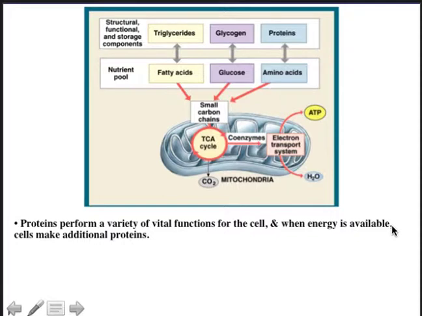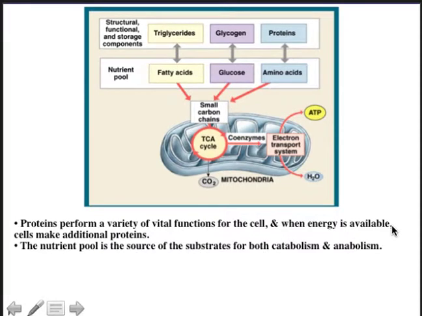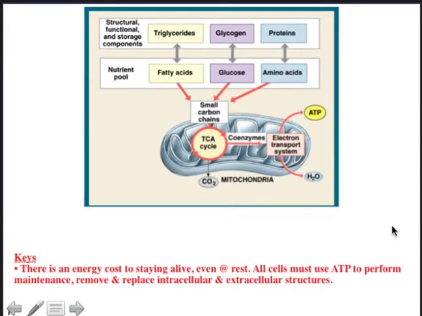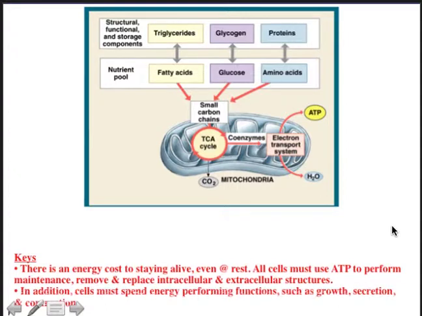Proteins perform a lot of vital functions for the cell, and when energy is available, cells will manufacture them. The nutrient pool is the source of the substrates for both catabolism and anabolism. There is an energy cost to staying alive, even at rest. All cells must use ATP to perform maintenance, remove and replace intracellular and extracellular structures. In addition, cells have to spend energy performing functions such as growth, secretion, and contraction.